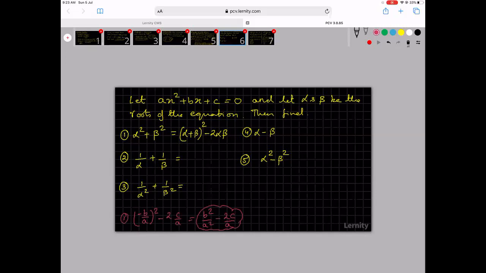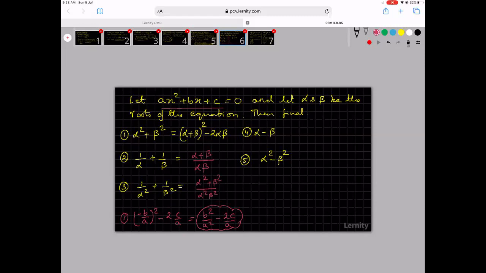Here if I take LCM, I'll get alpha plus beta and alpha beta. Already from here you can get the product of roots and the sum of roots. If you look at this, this is equal to alpha squared plus beta squared by alpha squared beta squared. So this also now you know. So try to work it out now.